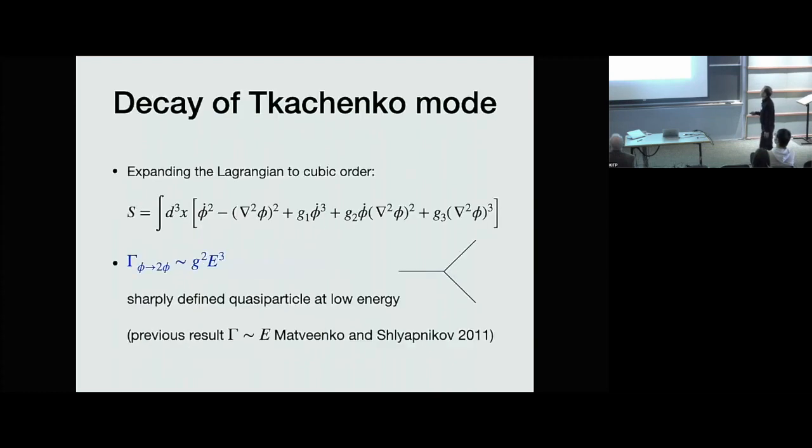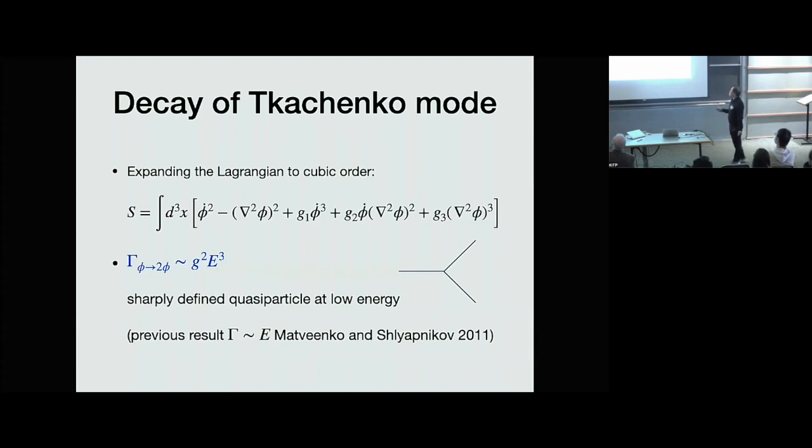So let me tell you what happened at the end. If we write down the most general Lagrangian and then expand to cubic order, we get several terms. And all these terms contribute to the decay rate of phi goes to 2 phi. One Tkachenko mode decays into 2, at the same order in the dependence on the energy of the initial particle. So the decay rate of the Tkachenko mode is cubic in its energy. This result, I believe, is new.